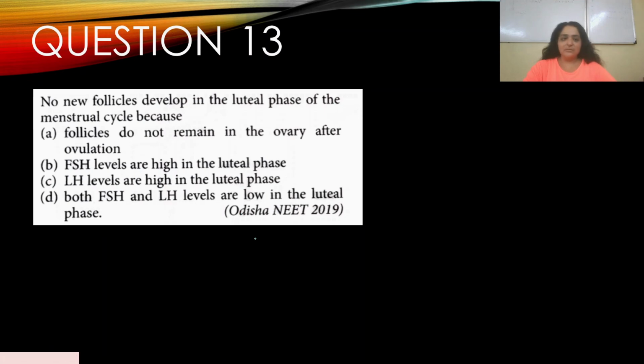Okay, so question number 13. No new follicles will develop in the luteal phase of the menstrual cycle because, and this appeared in Orissa NEET 2019. Why is that? A, follicles do not remain in the ovary after ovulation. No. B, FSH levels are high in the luteal phase. C, LH levels are high in the luteal phase. D, both FSH and LH levels are low in the luteal phase.